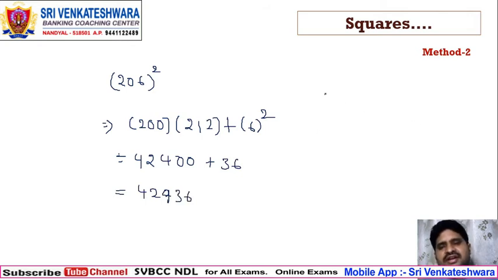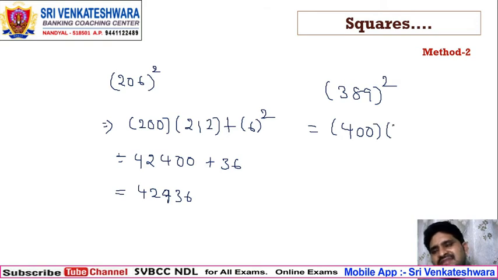So when you're taking a somewhat bigger number, for example, I want to find out 389 whole square. What is the nearest round figure I can take? 400, right? To get the 400, I have added 11 here. In the second case I have to subtract the 11. 389 minus 11 is nothing but 378. Our adding or subtracting number is 11, so I have to write 11 square.